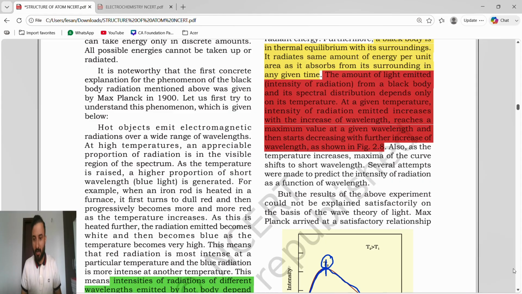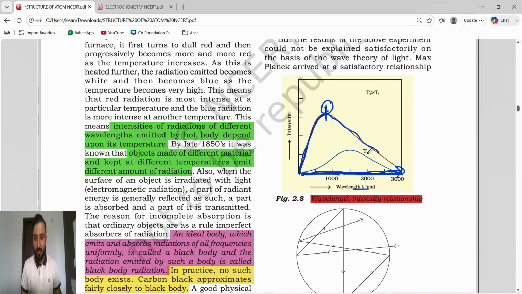So at a given temperature, you can see here, what is the temperature? If I am talking about this, the temperature is the same, T1. So at a given temperature, what is happening? Intensity of radiation increases with increase in wavelength and it reaches a maximum, then it starts decreasing with the same increase in wavelength. Correct?